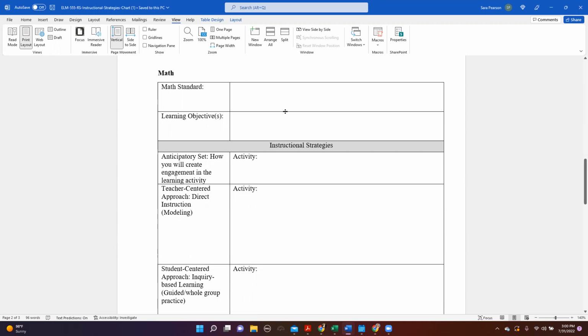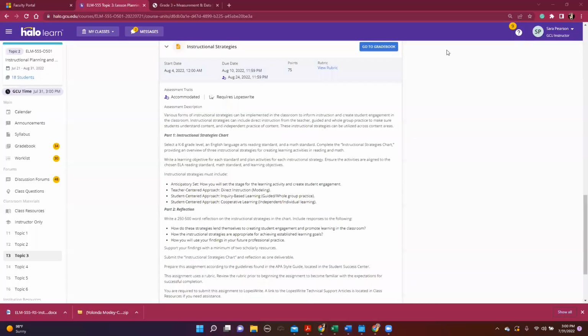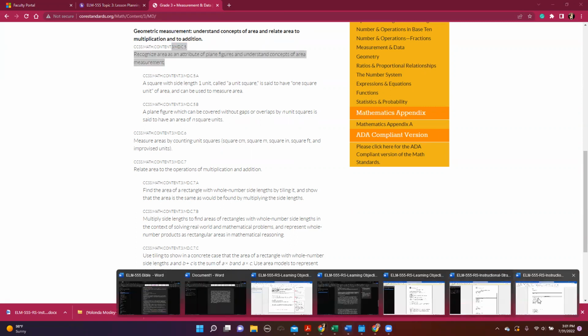All right, so I'm going to go ahead and choose my math standard. Let's start with the same one that I used. Okay, so I'm going to go ahead and grab this one, 3.MD.C.5, and I'm going to put that onto our chart.